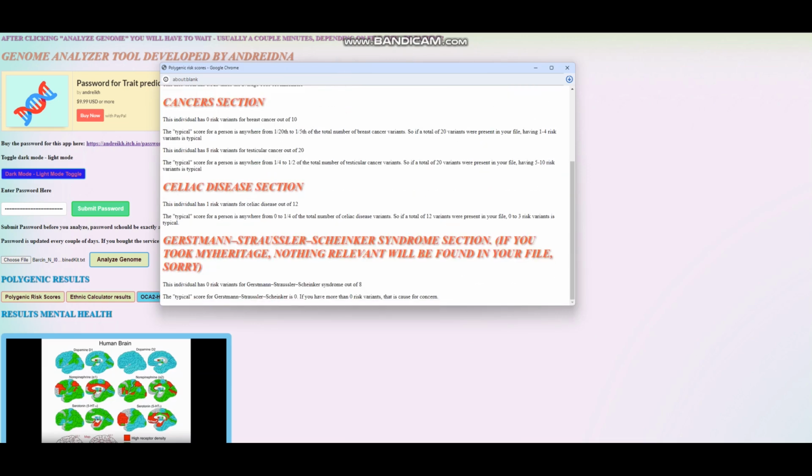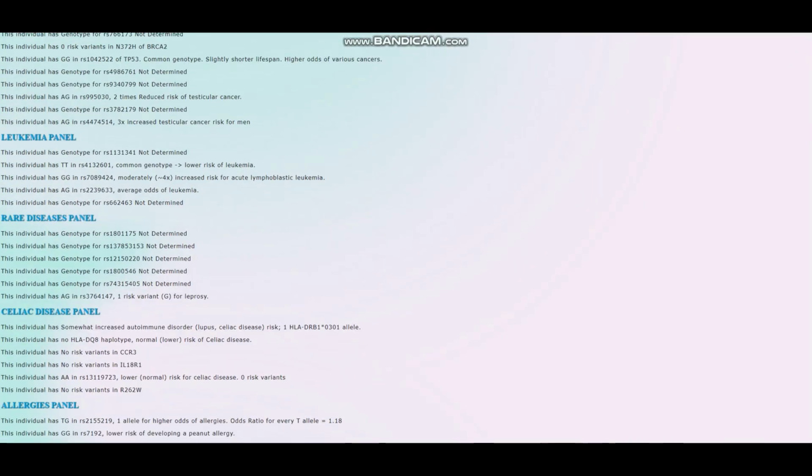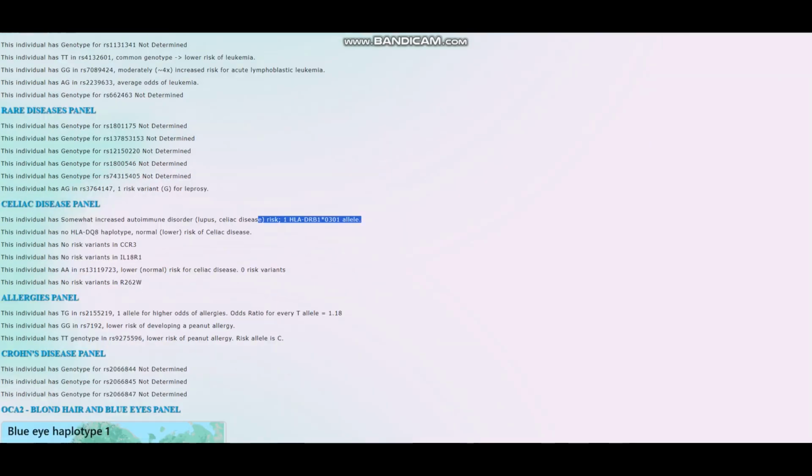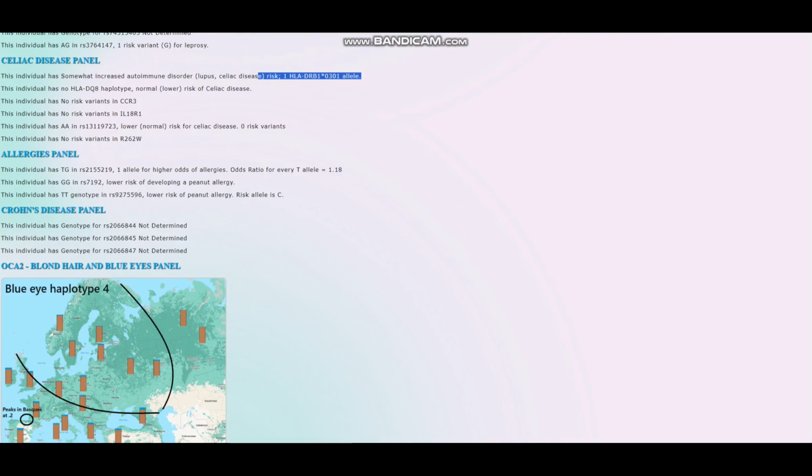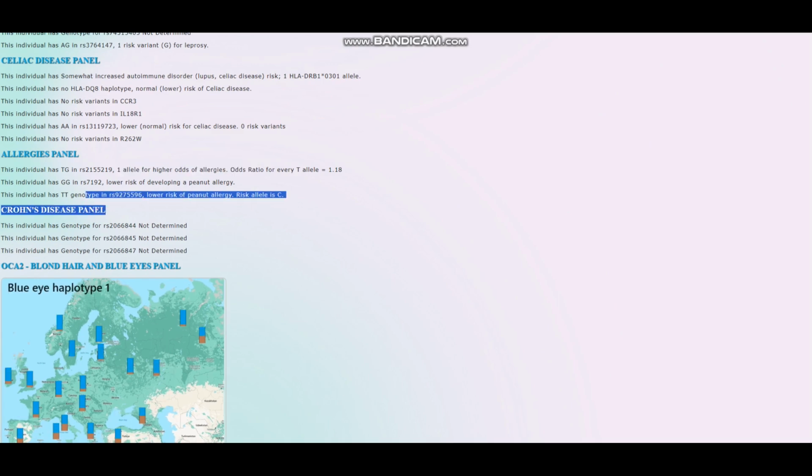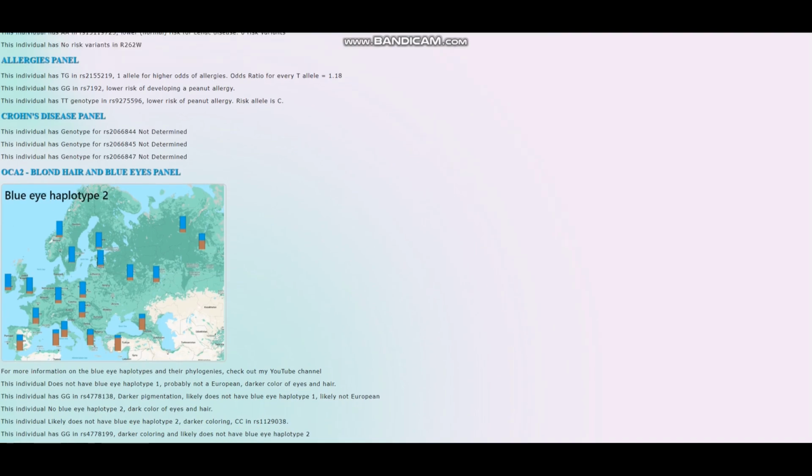I don't even remember what I've done. I'm just coding so much, I forget what I'm doing sometimes. So yes, there is a celiac disease section. So one risk variant out of 12, and this one risk variant seems to be this one, where he's got one risk allele. All right. For allergies, it looks like one allele for higher odds of allergies, and probably does not have an allergy to peanuts. Really good. All right, that's pretty much all there is to it.